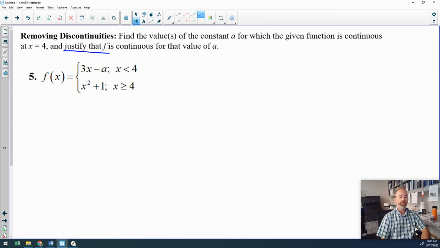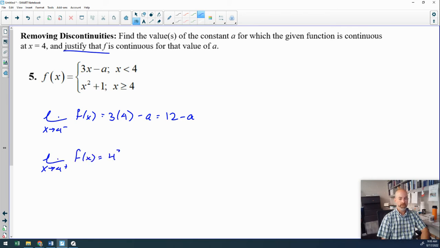So I'm going to go through the full limit approach of this. The limit as x approaches 4 from the left of f of x would equal 3 times 4 minus a. We don't know a yet, so we just have 12 minus a. Then I need to do the limit as x approaches 4 from the right, which will be 4 squared plus 1, that is 17. And then I also need f of 4, and f of 4 is that bottom piece. That's also 4 squared plus 1, which is 17.